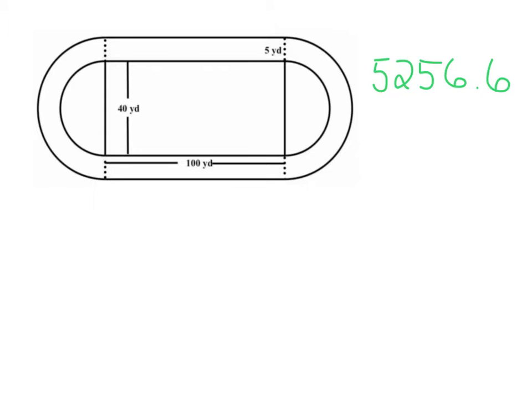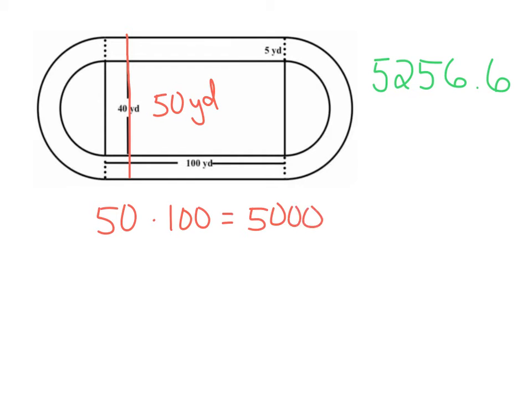So, if you take a look, this is actually not 40 yards all the way across. It's 5 plus 5. The whole thing is 50 yards. So what I'm interested in first is this rectangle. It's 50 yards by 100 yards. So 50 times 100 gives you 5,000 yards squared.